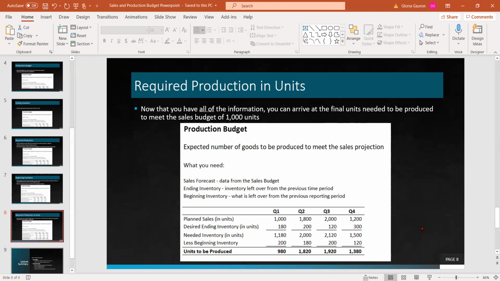So when your sales budget is first mandated by someone in the organization to say, this is what the sales forecast is, and if you're in the production department, you're going to say, okay, in order to meet that sales goal, these are the units that I need to produce, taking into account my desired ending inventory and less my beginning inventory.